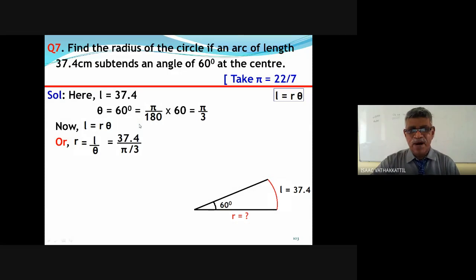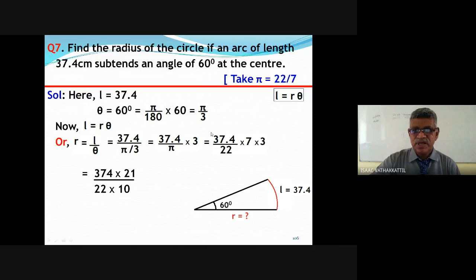37.4 upon pi by 3. That is 37.4 into 3 upon pi. Pi means 22/7. Can you simplify it? 37.4 into 7 into 3, that's 21/22. That fraction I removed by multiplying and dividing with 10.